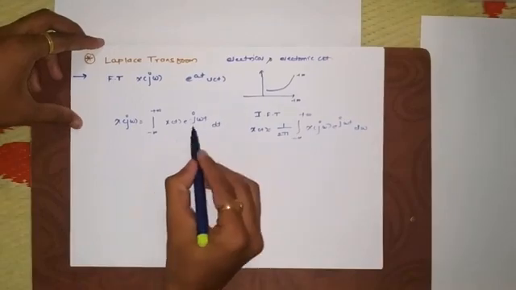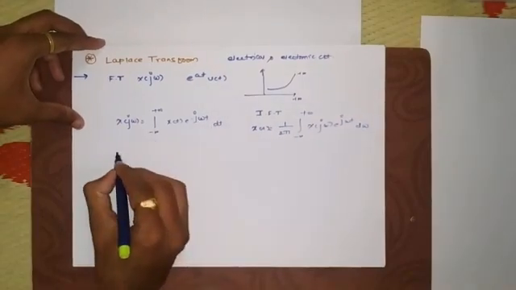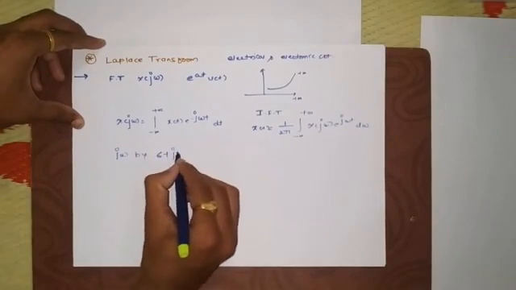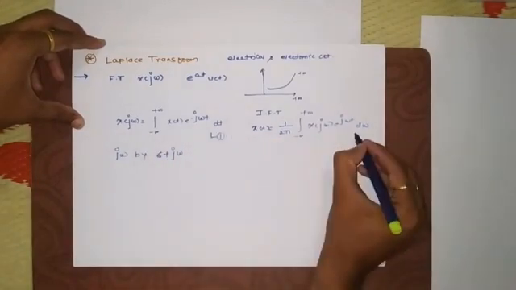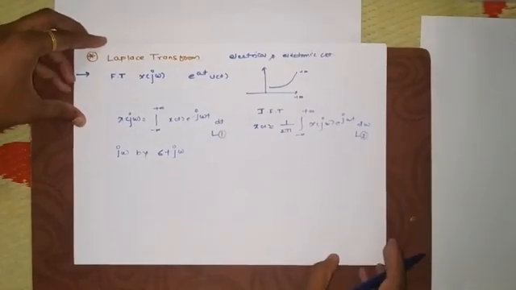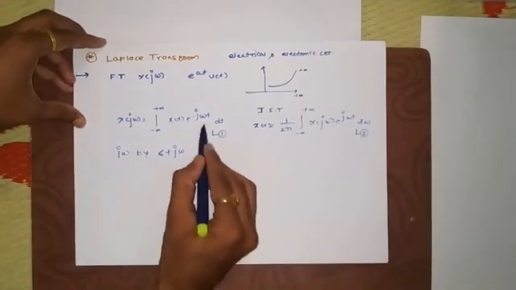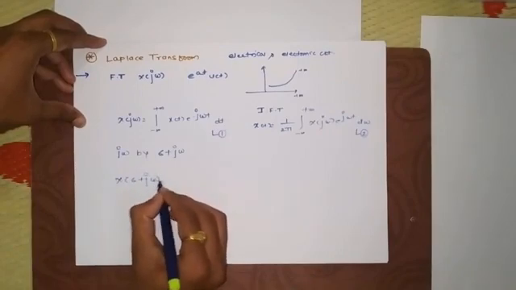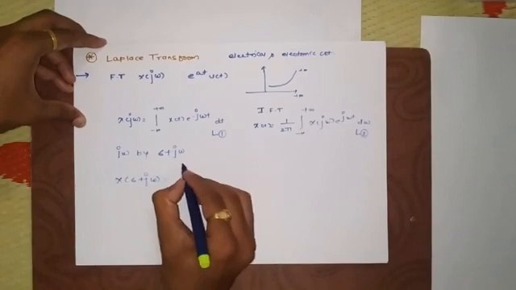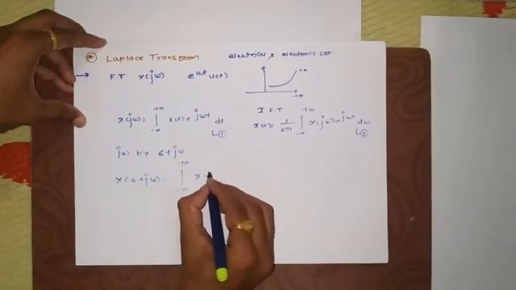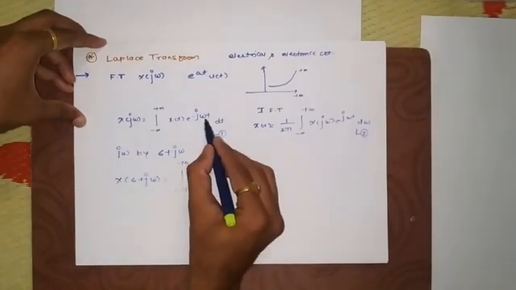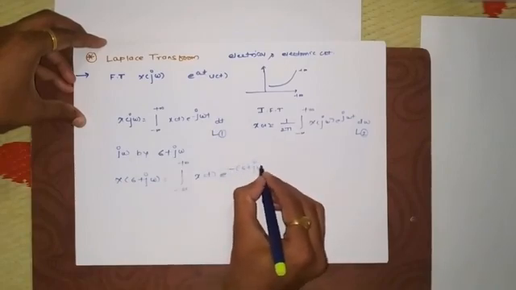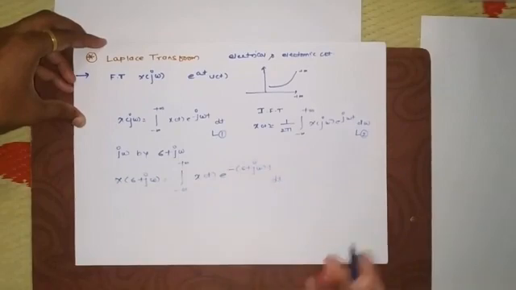Now next step, we'll replace this j omega by a convergence factor which is sigma plus j omega. This is our equation number first, and let us assume that this is our equation number second. So if I replace j omega by sigma plus j omega in this equation, LHS becomes X of sigma plus j omega equals integration x of t as it is into e raised to minus sigma plus j omega t into dt.